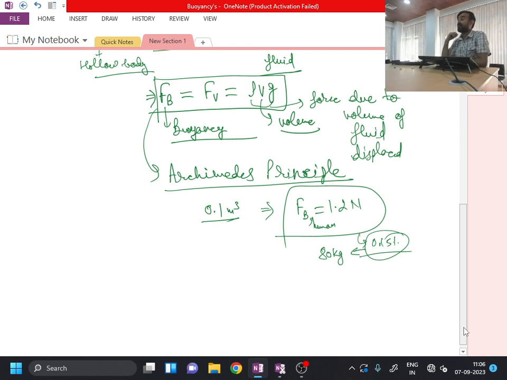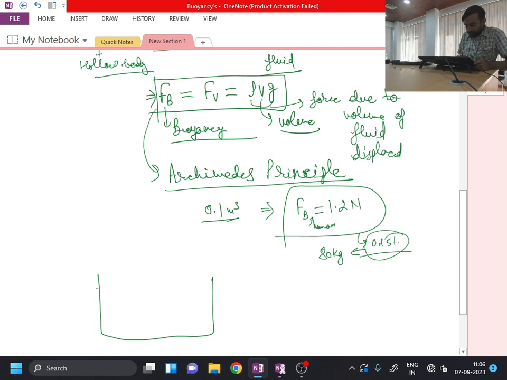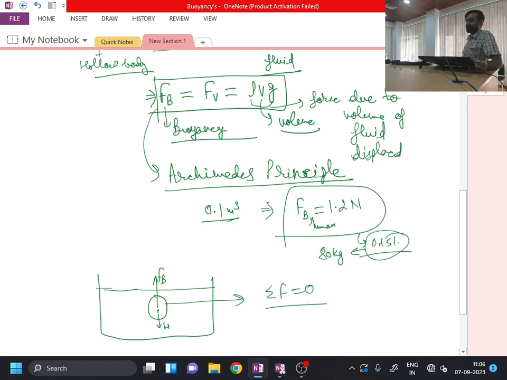Now, this buoyancy force is having many implications. For example, let's say I have a pool, and in this pool I have some body. Over this body, its weight is acting in downward direction and the buoyancy force is acting in the upward direction. Ultimately, this particular body will be in equilibrium only if the sum of forces is equal to 0. So to make the sum of forces equal to 0, my buoyancy force must be equal to the weight of the body. Okay, so then only this will be in equilibrium.